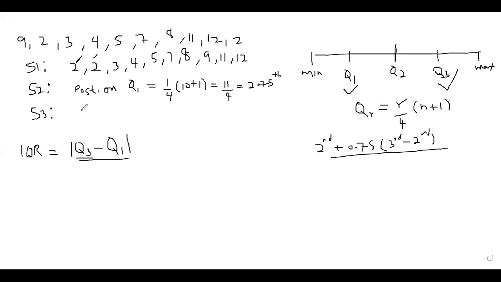Oh, sorry, let me put Q1 first. So Q1 will be equal to what? The second data, which is 2, plus 0.75, into bracket. What is the third data here? The third data is what? 3, okay, minus the second data, which is 2. Please take note.